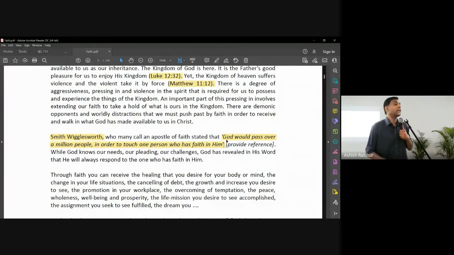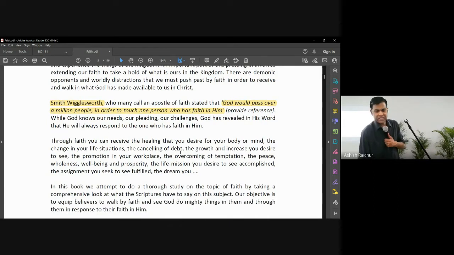Because faith pleases God. We will learn that faith pleases God. God is pleased when he sees you having faith in him. So he will pass over 1 million people just to get to that person who has faith in him. So we understand that. Through faith, we receive healing. We can see situations changed. We can see debt canceled. We can see the works of God take place in our lives.